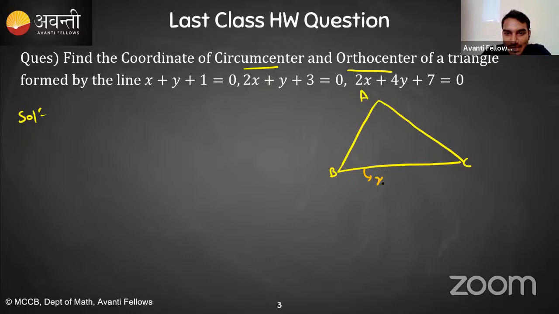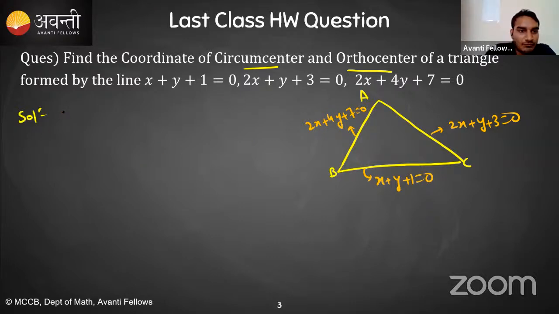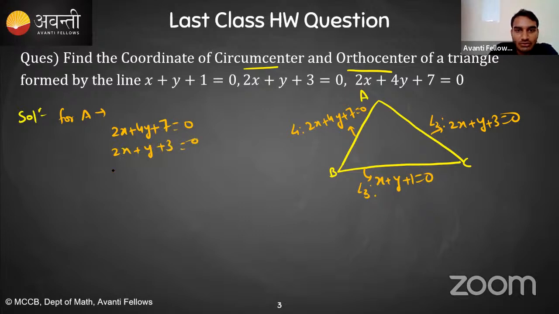So let's say this line is x plus y plus 1 is equal to 0. This line is 2x plus y plus 3 is equal to 0. And this line is 2x plus 4y plus 7 is equal to 0, right? Now first calculate the coordinates of A, B and C. For A, we have to solve this line L1. Let's call this L2 and L3, right? So for A, what to do? 2x plus 4y plus 7 is equal to 0 and 2x plus y plus 3 is equal to 0. Solve these two lines.